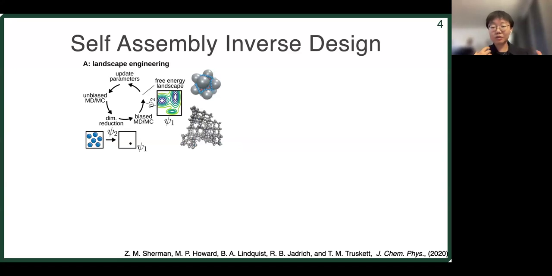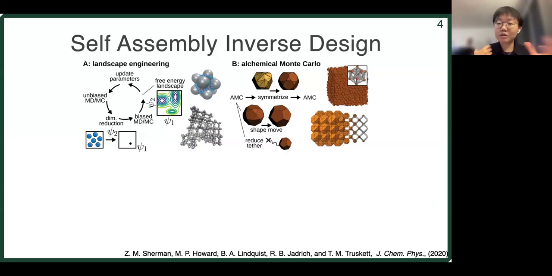Here I'm just going to highlight a few approaches. The first one is landscape engineering, where they first explore the potential free energy landscapes that all these particles can form, and then ask how to design the particles to hit whatever structure they want. And then there is alchemical Monte Carlo.